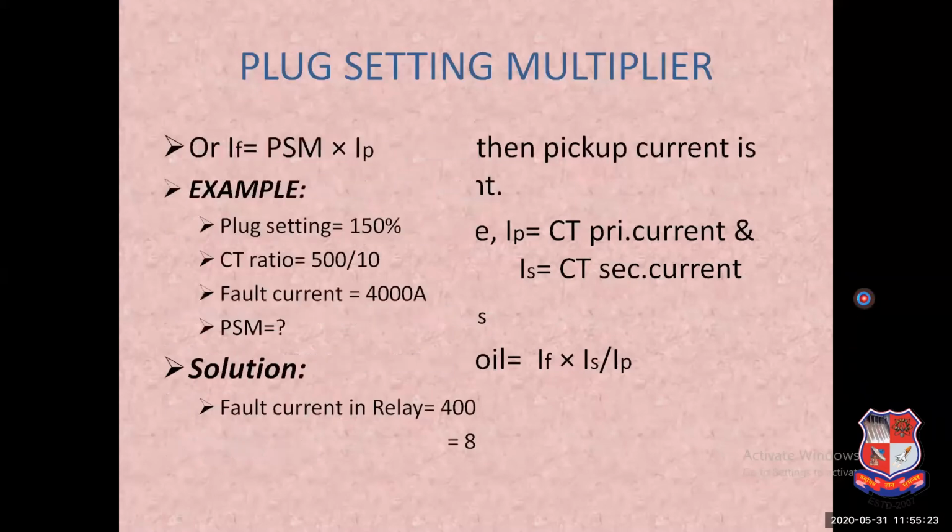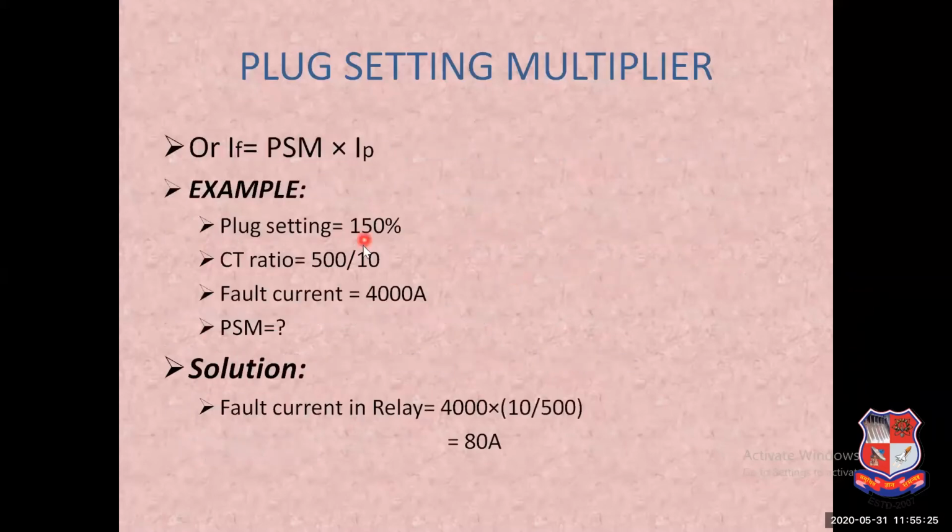From this equation, we can find IF is equal to PSM into IP. It means fault current is equal to PSM times the primary current of the CT. So by getting the value of PSM, we can find out the fault current of the line, which flows through the primary of the CT.